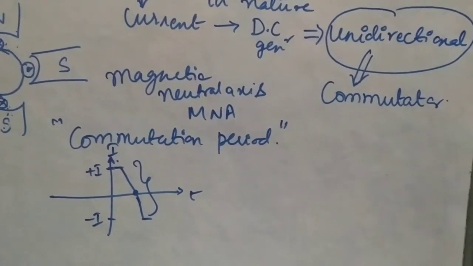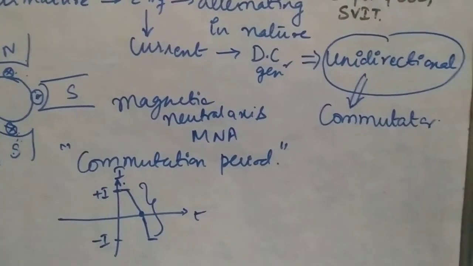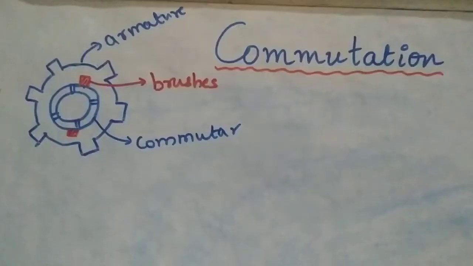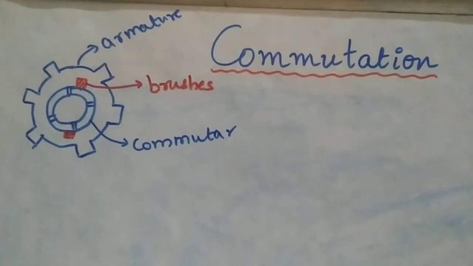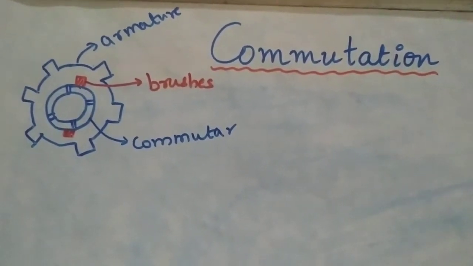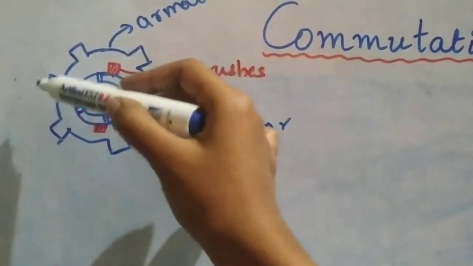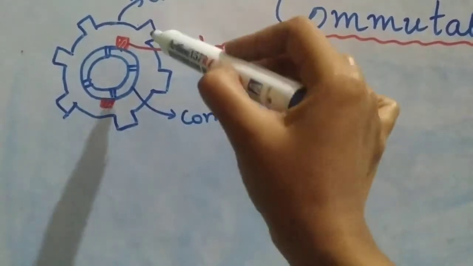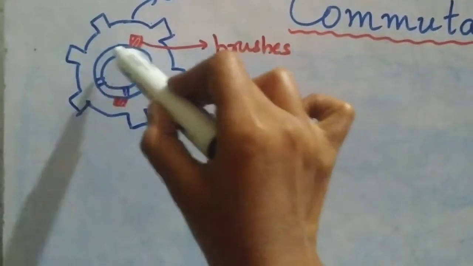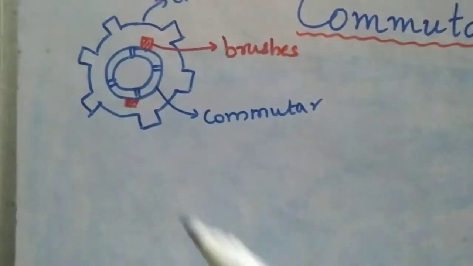So therefore let us discuss the concept of commutation in detail, taking an example. To explain the process of commutation, let me give you a basic idea. Here you can see that this is an armature conductor, which you will place inside the slots, and this will be the commutator, right?